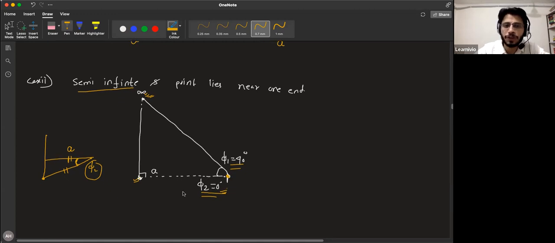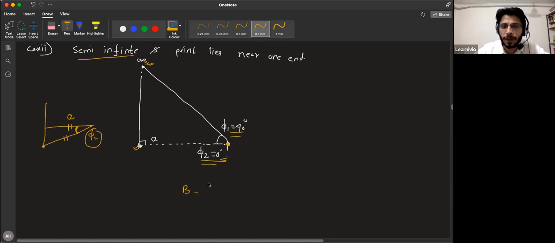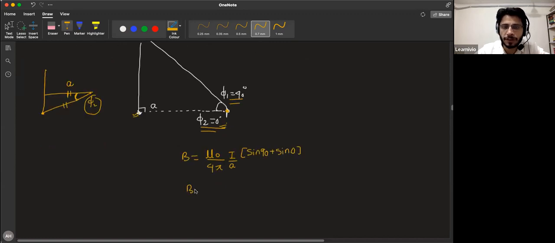So when I substitute these values here, your magnetic field will become mu naught by 4 pi, I by A, sine 90 plus sine 0. Instead of phi 1, I'm substituting 90, and for phi 2, I am substituting 0. So the expression of magnetic field will become mu naught I divided by 4 pi A.